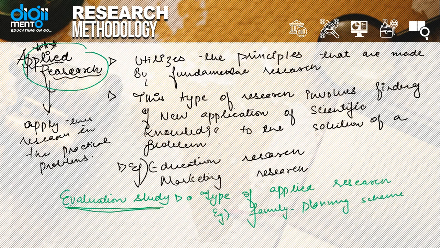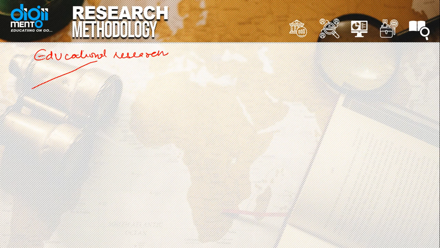So what is educational research? In the educational research, basically it is directed towards the development of the science of behavior in educational situations. As we have studied, we classify the educational research further into different parts. The first part is historical research.